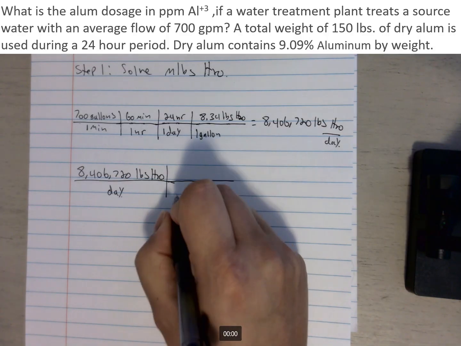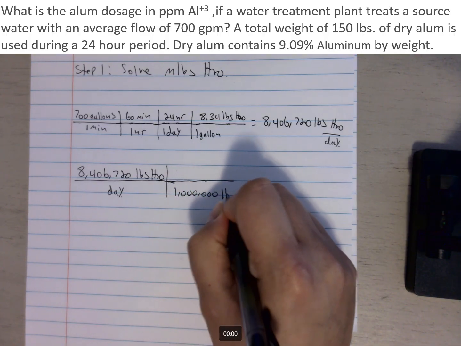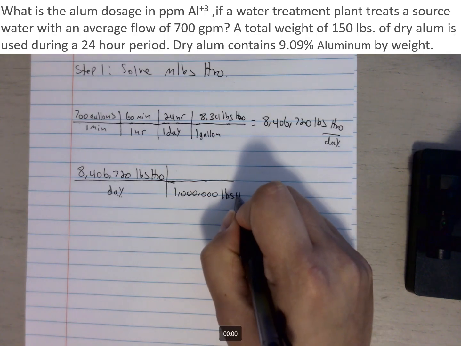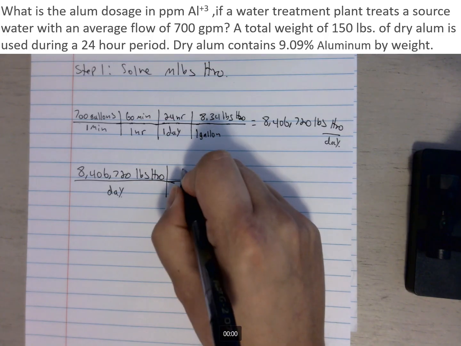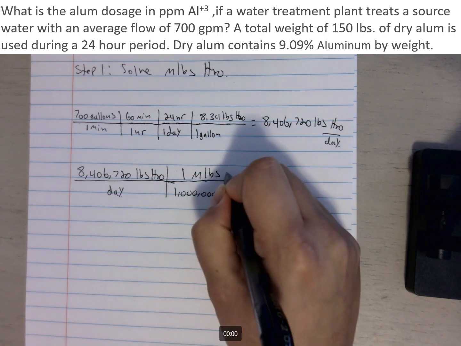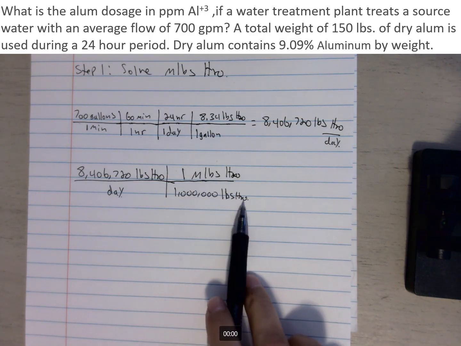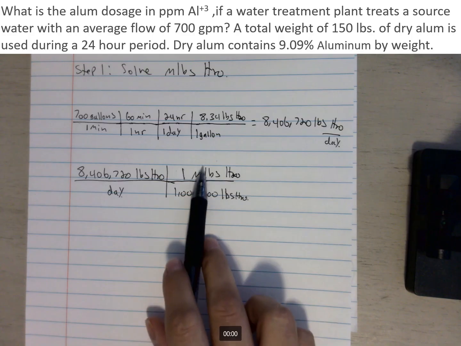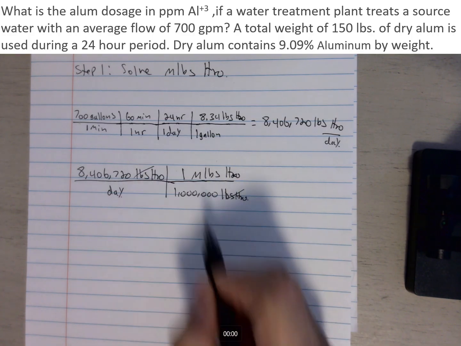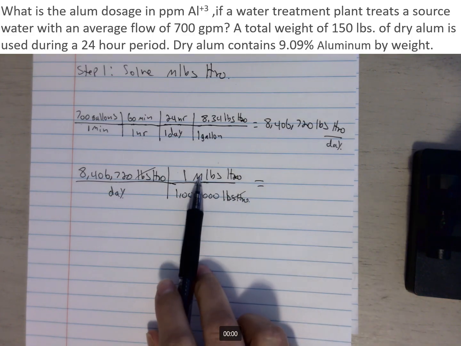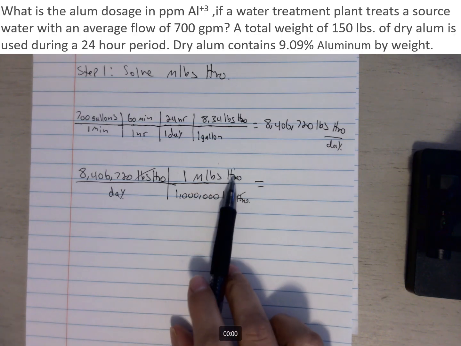So if I have 1 million pounds of water, isn't that the same as saying this representation of 1 M pounds of water? Isn't that the same thing? 1 million pounds written this way is the same as 1 M pounds written this way, right? Pounds of water cancel out, and we end up in units of million pounds of water, which is what we want. We want it in this format of million pounds of water.